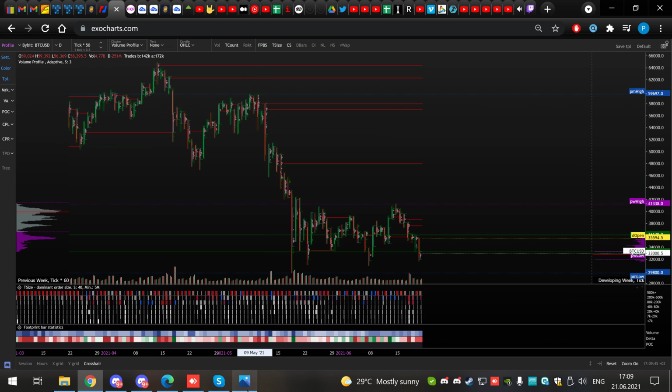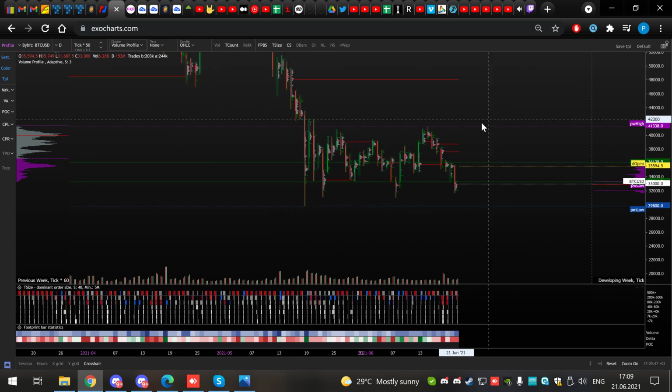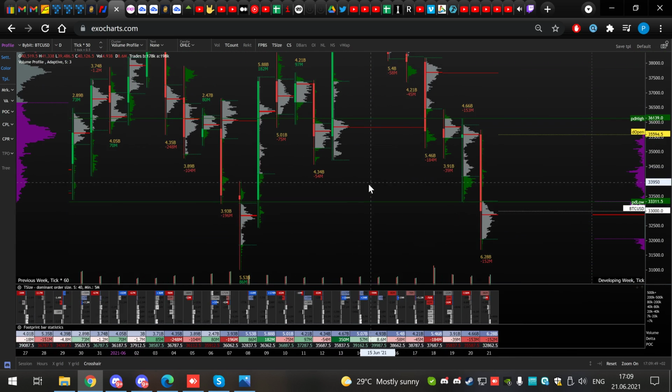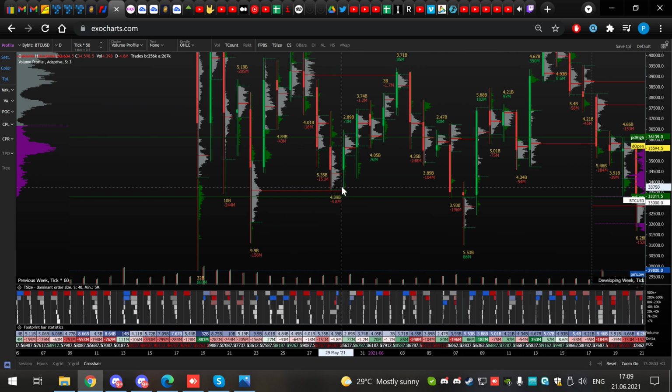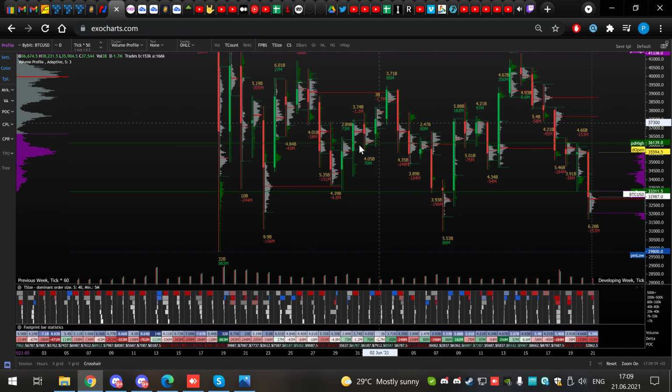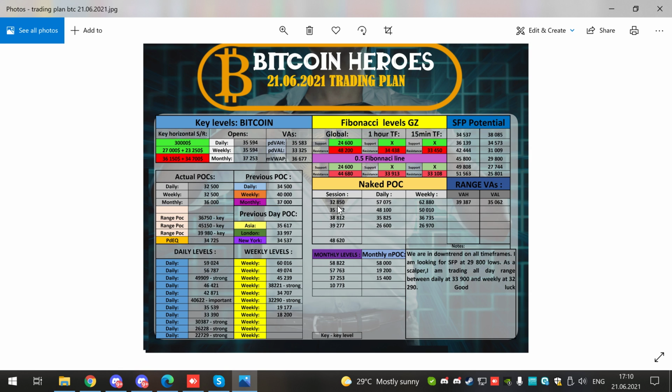More daily ones. And they are important. Because for example, here we had a naked one. We touched the naked point of control and bounced strongly, a strong 20% bounce on Bitcoin. So the daily point of control is very important. They are again sorted by importance. This one is local, for scalpers. Daily, weekly and monthly can be used for day traders or for swing traders.